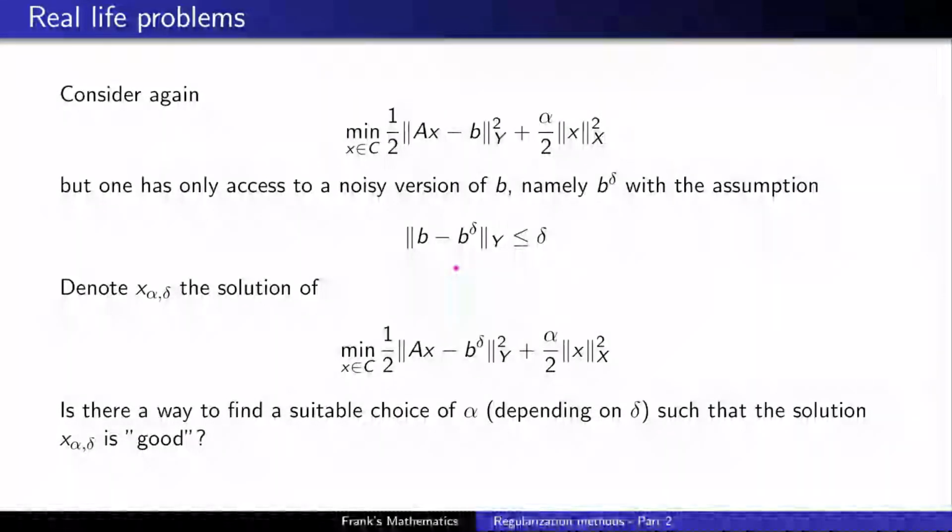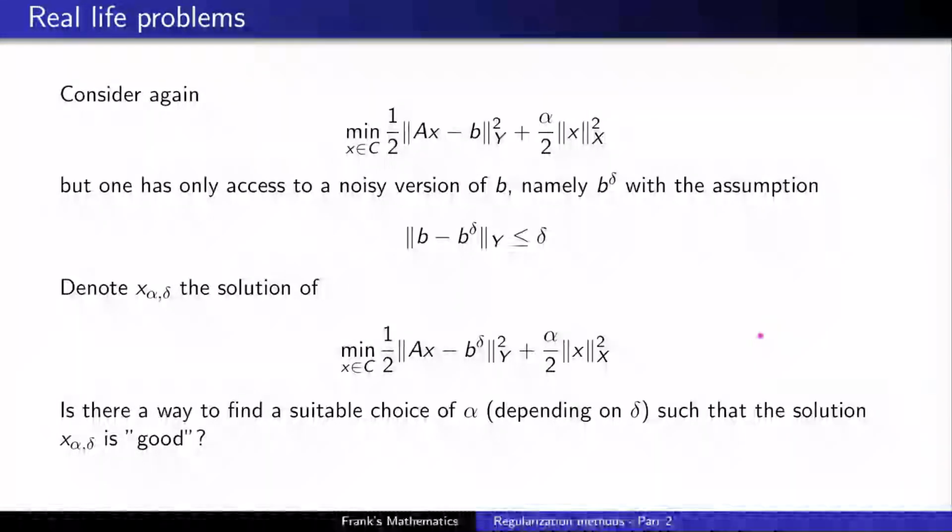Can we find a suitable choice of alpha, which of course will depend on delta, such that the solution of the noisy version of the optimization problem, which I will denote by x alpha delta, is as good as possible, as close as possible? I put the "good" here in quotation marks because it's a priori not clear what is meant by good. But can we do some estimates, some stability estimates, some a priori estimates, stuff like that? Is such a thing possible?